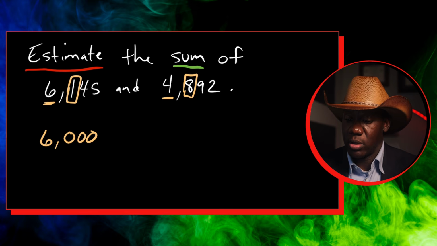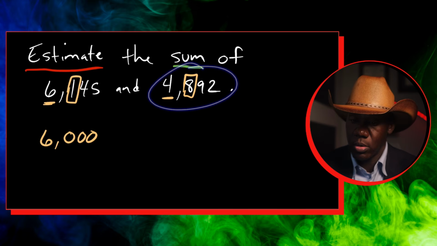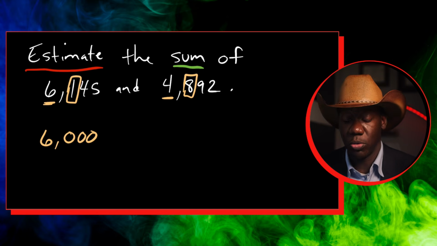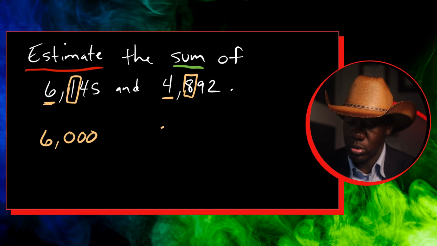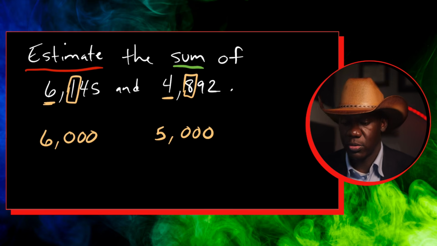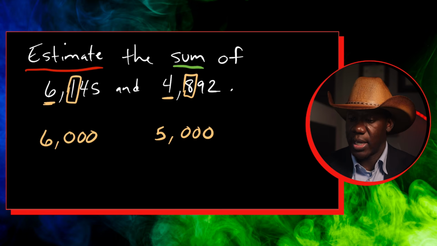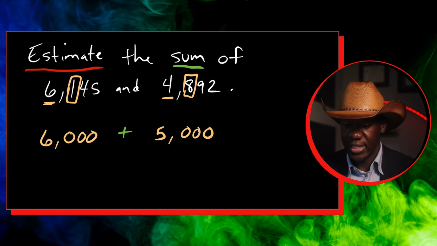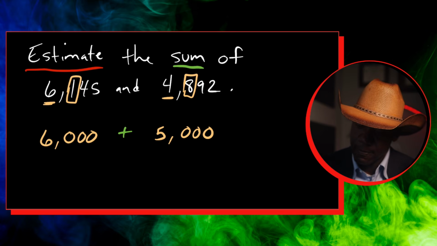Now right here on the next number, if we look at our hundreds place, it's 5 or more. So we're going to raise the score. Our 4 will become a 5 and all other digits will become zeros. Now, don't forget we had sum, so we're going to add. 6 plus 5 is 11. So we have 11,000.